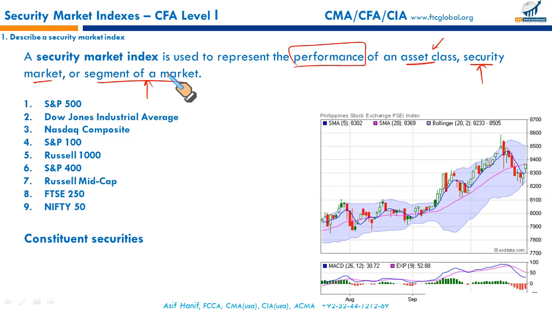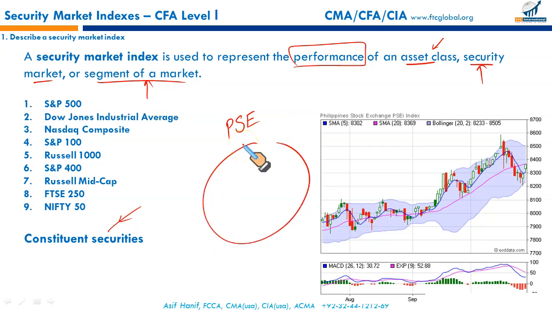Okay, now, next concept in this reading are constituent securities. Let's say I'm talking about Pakistan Stock Exchange. There are thousands of firms in Pakistan Stock Exchange, and if I want to construct a security market index, I have to select certain stocks, let's say A, B, C, D, and E. I have selected these 5 stocks to be included in my index, and using these 5 stocks, I will track the performance of the whole market, let's say. So these 5 stocks represent the constituent securities.